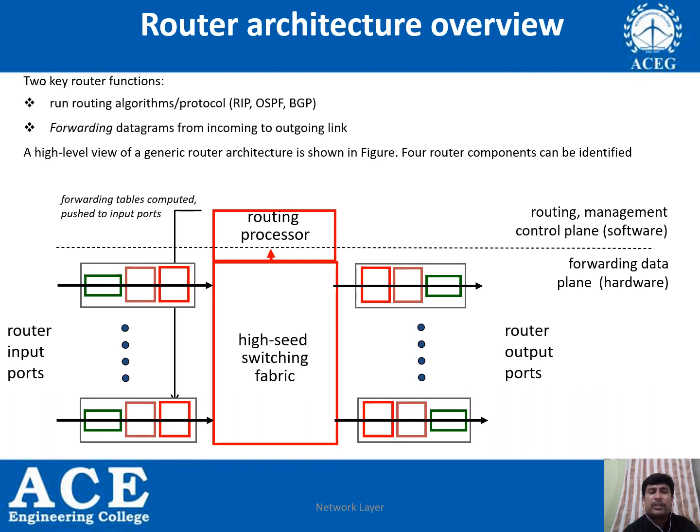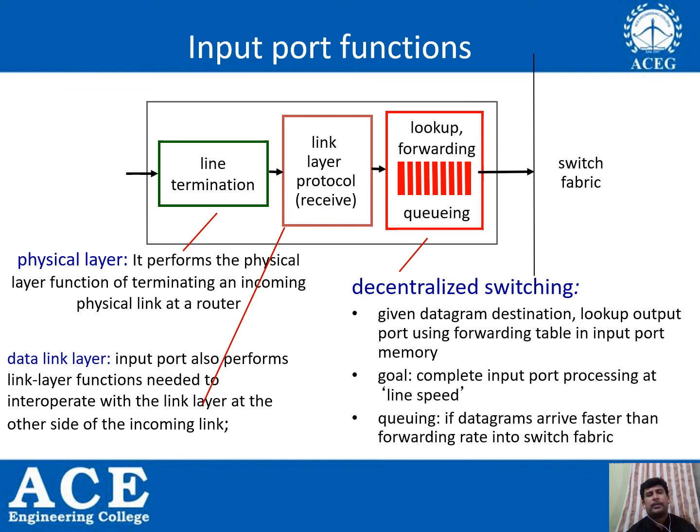Now, so far we have tried to understand the different components involved in a router for implementing its functions. Now we'll try to have a deeper understanding of each component of the router. Let us look at the first important component of the router, the input port, and the functions performed by the different elements of the input port. As we mentioned, the input port consists of three blocks, namely the line termination block, the link layer protocol, and the lookup, forwarding and queuing block.